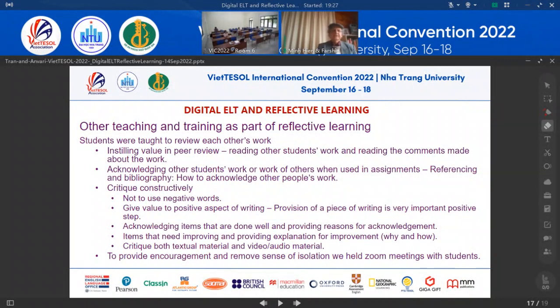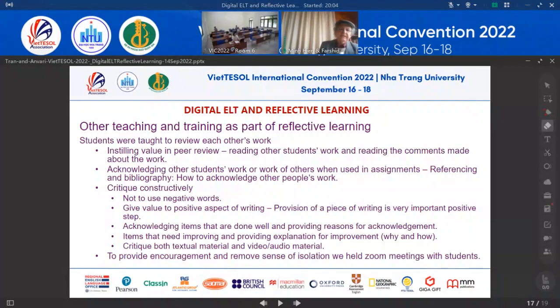The other issue that we concentrated on during our teaching process was the reflective method, because as part of that, we had to teach them to value peer review, because most students did not like to be critiqued by their colleagues or by fellow students. They often receive criticism, but they didn't want to give it. So we had to teach them also how to acknowledge the work of others, in other words, do referencing and bibliography.